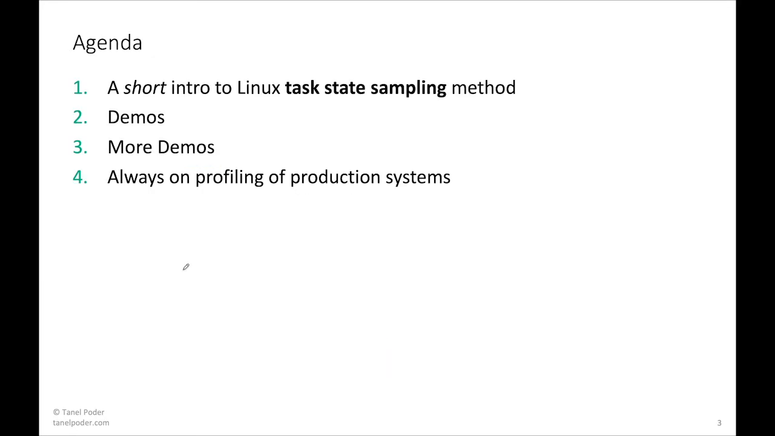Okay, so I'll show you an intro into the Linux task state sampling method. Then we do a bunch of demos, and I'll also show you how to have this always on, so that when a problem happens in the middle of the night and you troubleshoot it next morning, you can still go back in time and do a pretty detailed drill down into understanding what the heck happened, right? And in the end, I'll have some links to my other videos of this stuff as well. Because we don't have much time, I'll just show you what's possible, right? And I'm not gonna blab too much about it.